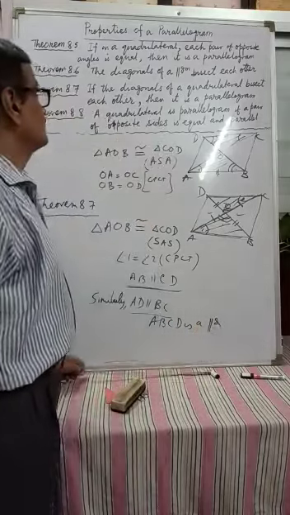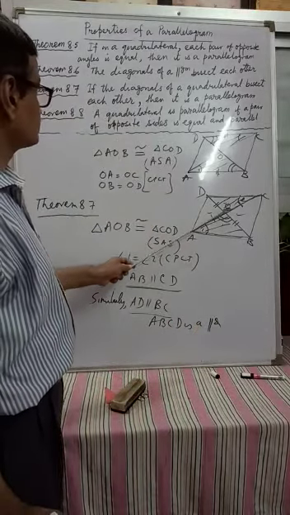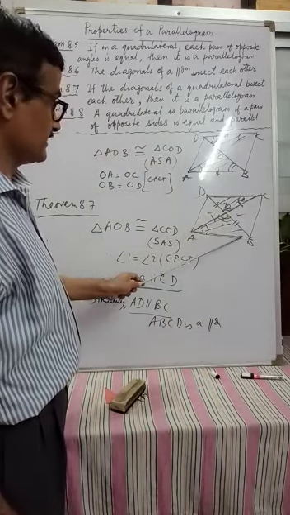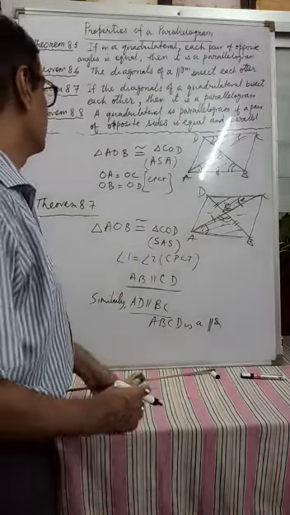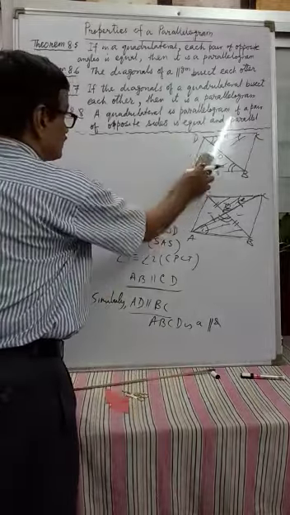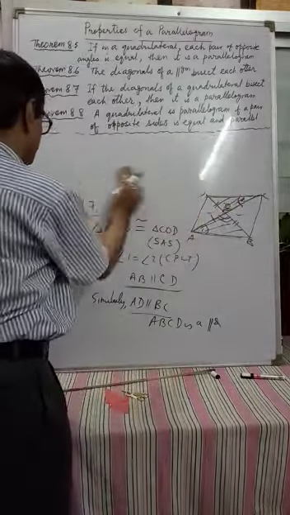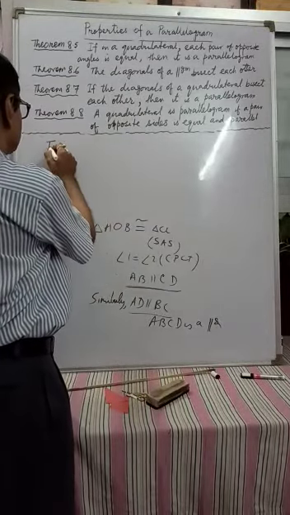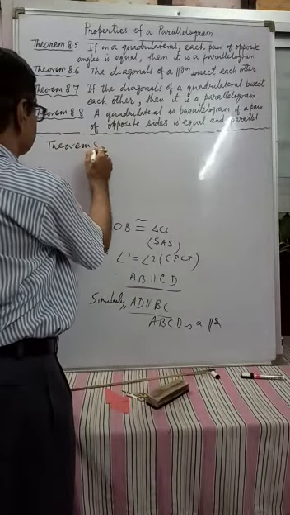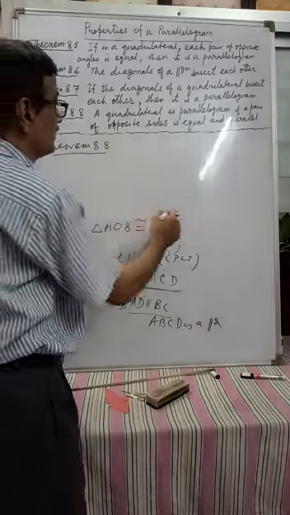So if in a quadrilateral the diagonals bisect each other, then we can say that the quadrilateral is a parallelogram. Now the last property which is given in the form of a theorem, that is 8.8, theorem 8.8, which is very important.